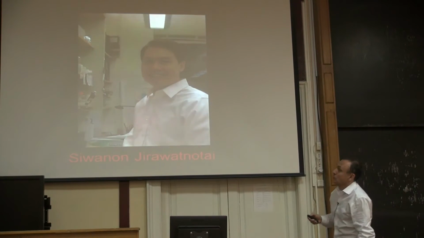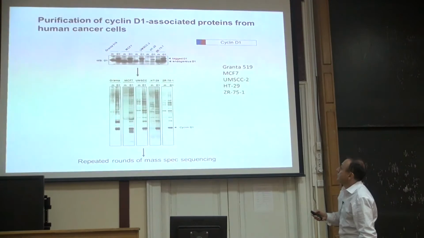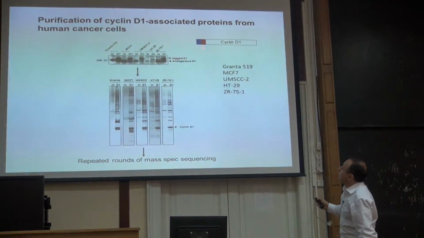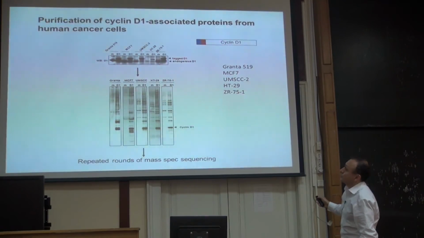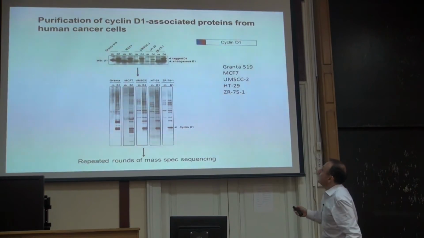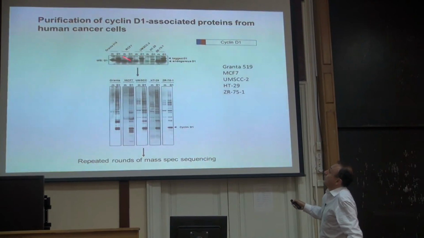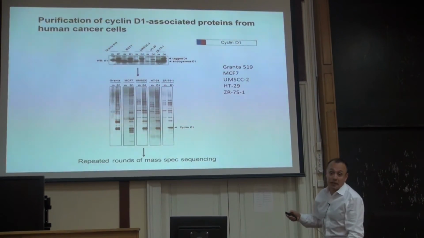He now went back to Bangkok, and he has his own lab in Siriraj Hospital in Mahidol University. Because he wanted to know who the partners of Cyclin D1 are in cancer cells, he could not do it genetically the way Fred did, but rather did it in a more old-fashioned, traditional way: he takes Cyclin D1, attaches tags, and then expresses it ectopically in different human cancer cell lines.